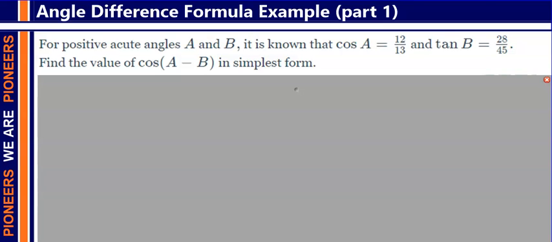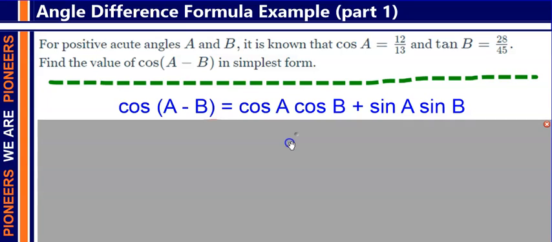So here's our primary example for the rest of this video. Again, there's a condition for positive acute angles for A and B. So again, it's pretty much telling us that all our values or ratios will be positive. We are given cosine A is equal to 12 over 13, and this time we're given tangent B equal to 28 over 45. And this time we're asked to find the value of cosine of A minus B.